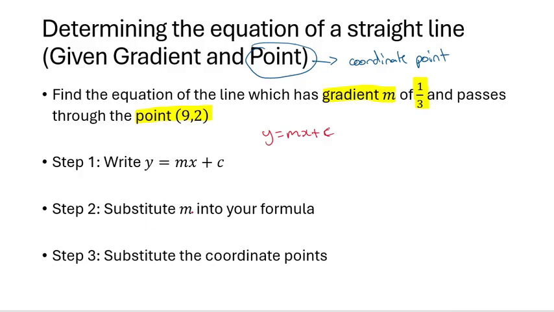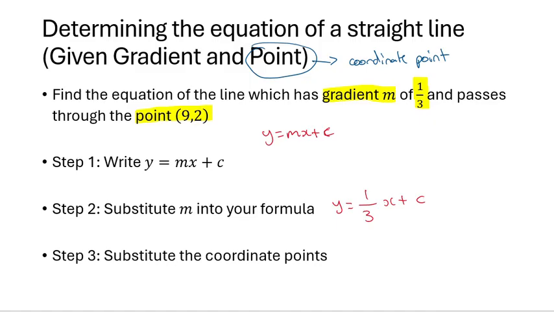Now step two is substitute m into your formula. We're already given the gradient, so the gradient is actually 1 over 3. I'm going to substitute that 1 over 3 wherever m is and then continue writing my formula.